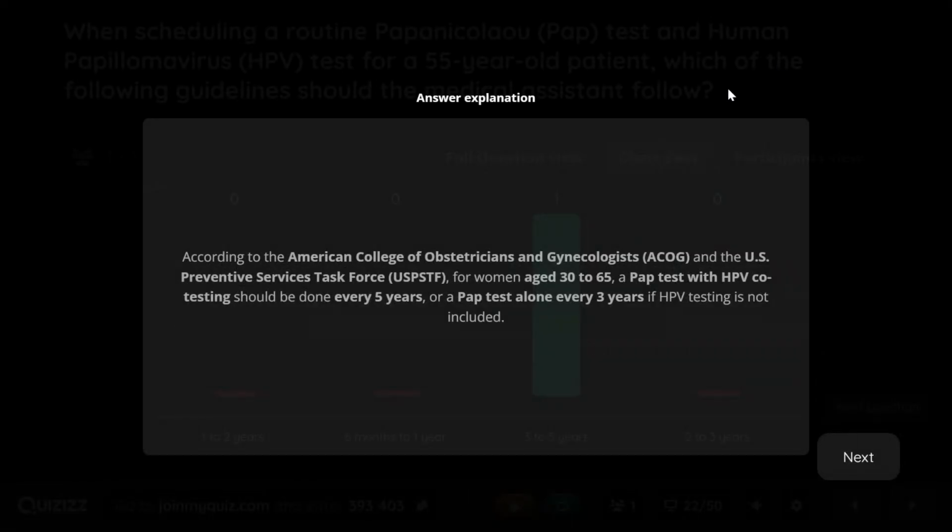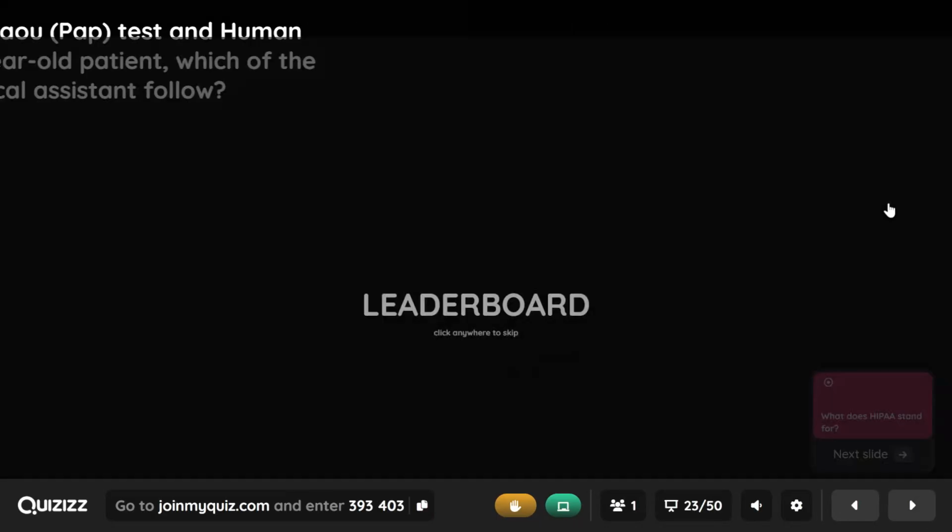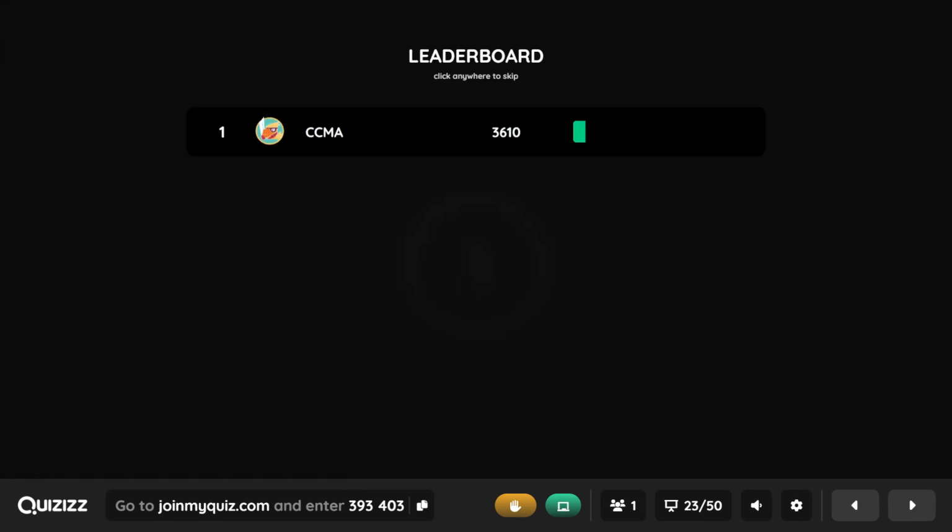This is actually going to be 3 to 5 years. According to the American College of Obstetricians and Gynecologists, for women ages 30 to 65, a pap test with HPV testing should be done every 5 years, or a pap test alone every 3 years if the HPV is not included. It just goes to show how much technology and medical advancements have changed. Years ago, women were required to do PAPs every single year, but now they can have them extended out to every 3 to 5 years. Next question.